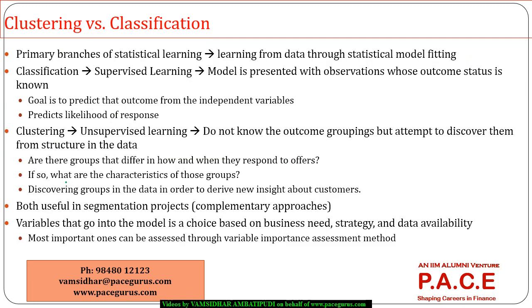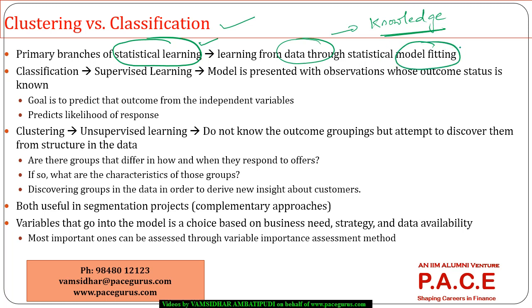So within this context, there are two major aspects of segmentation: clustering and classification. They are typically called the primary branches of statistical learning. When I use the word statistical learning, I mean learning from the data. We are creating some kind of knowledge repository from the data. That is what we call statistical learning. We are fitting some kind of models based on the data, and based on the fitted models, we are trying to do our learning process.